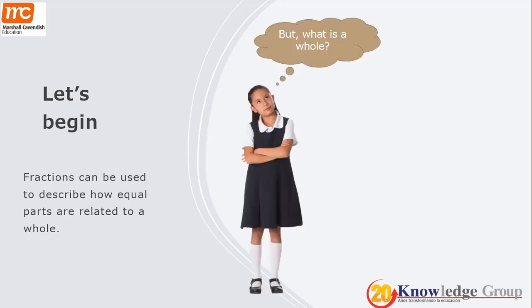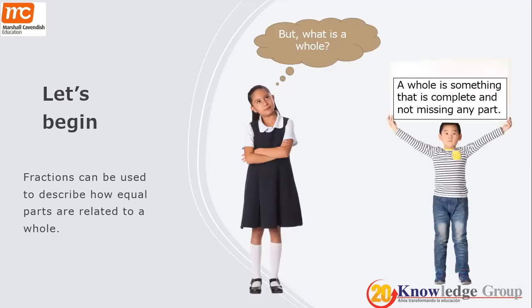Yeah, but what is a whole? Well, a whole is something that is complete and not missing any part. Think about a pie or a pizza. When you first bake it, it is complete because you haven't divided or sliced it yet. Then you're going to slice it, right? And if those parts are equal, those are fractions.